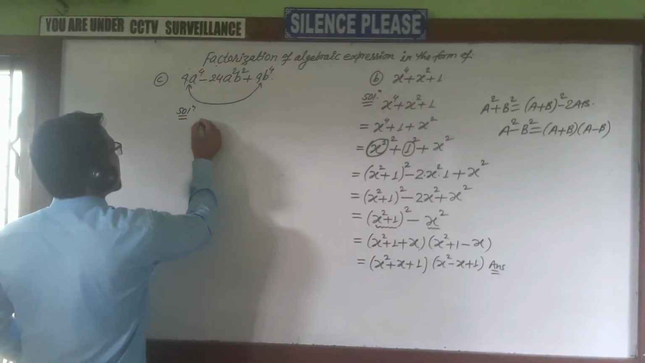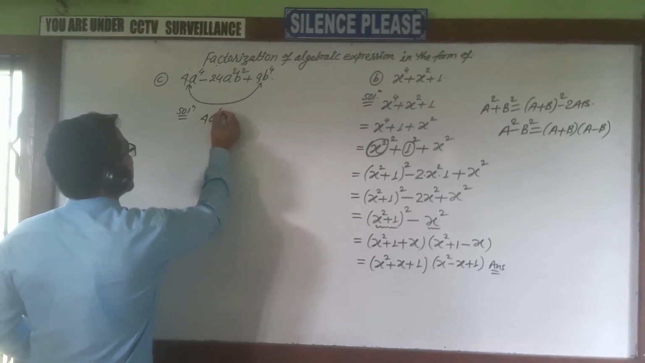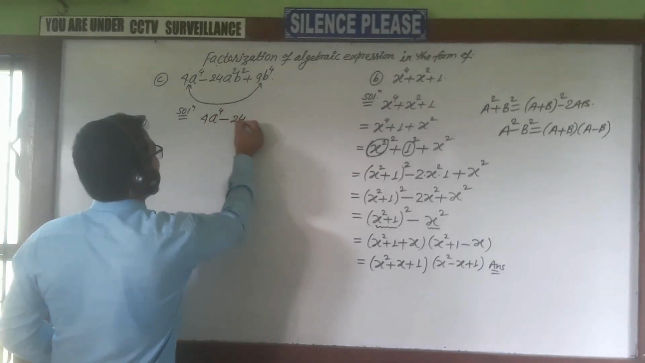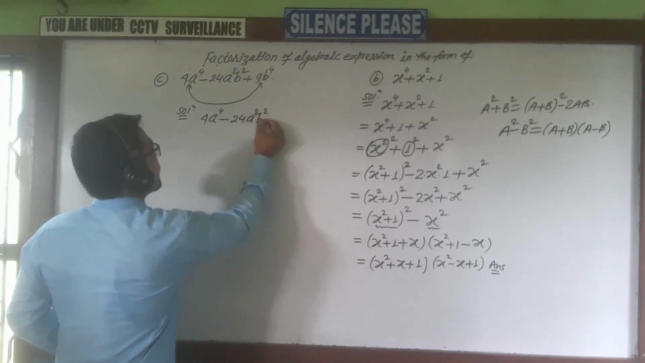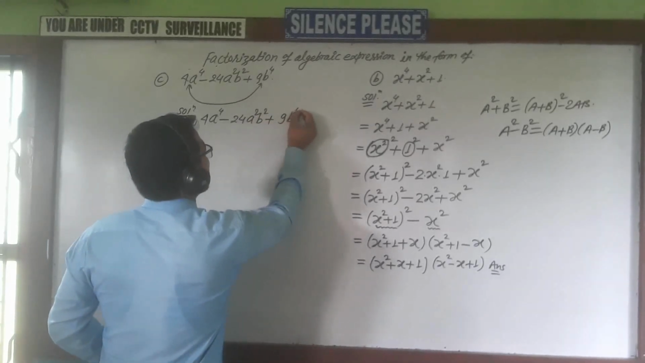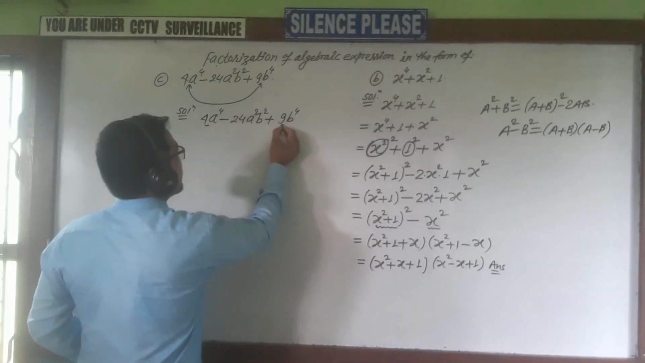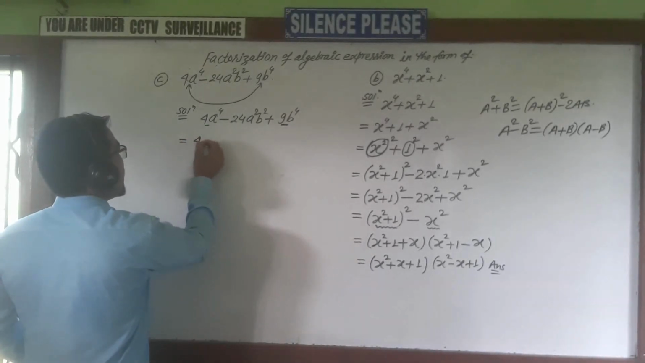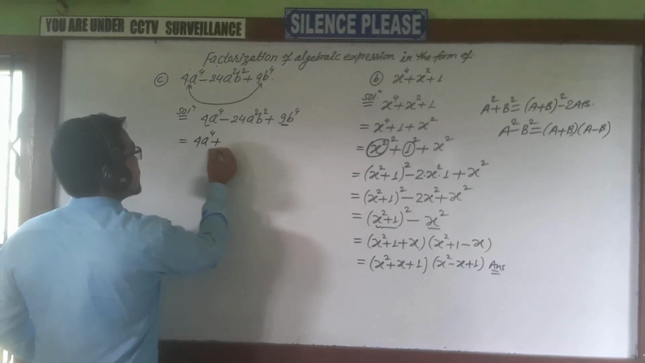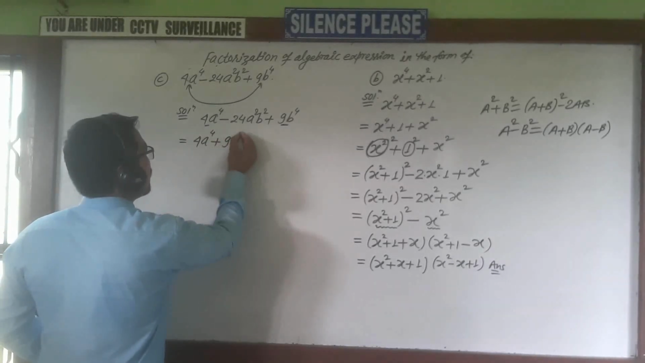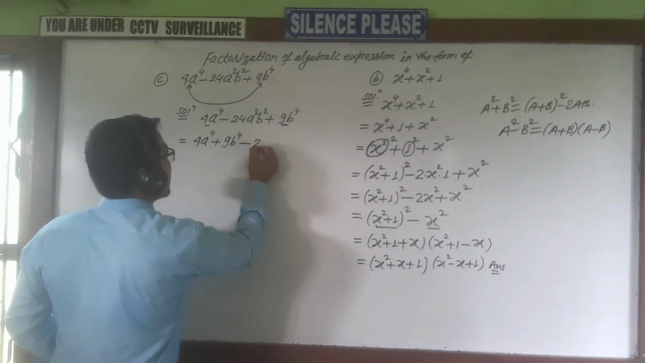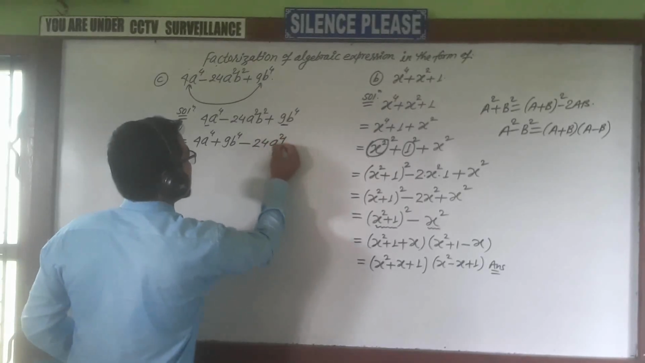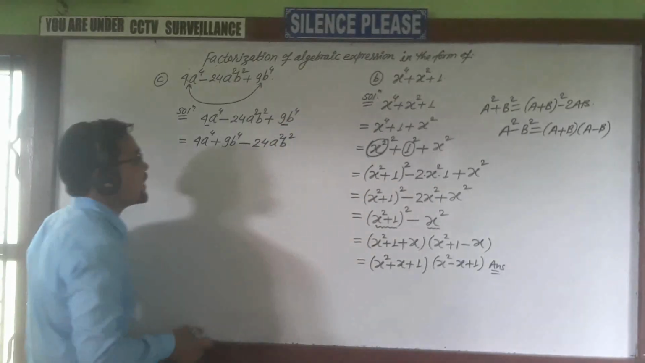Let's arrange this. Let's write 4a power 4 minus 24a square b square plus 9b power 4. The first and last terms we have to write together first of all. Let's keep them together here: 4a power 4 plus 9b power 4. The middle term will be written back side, 24a square b square. The same procedure we are following here.